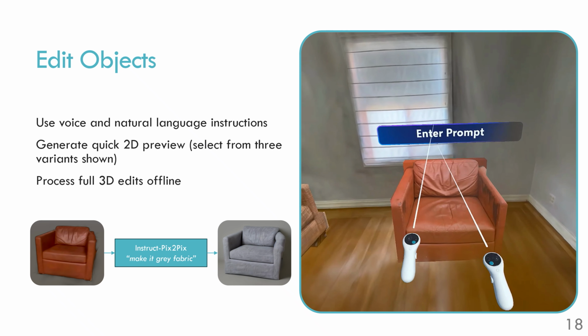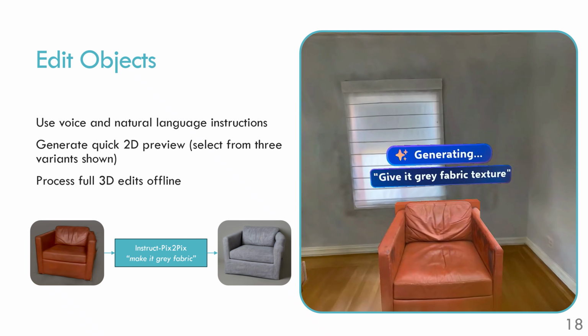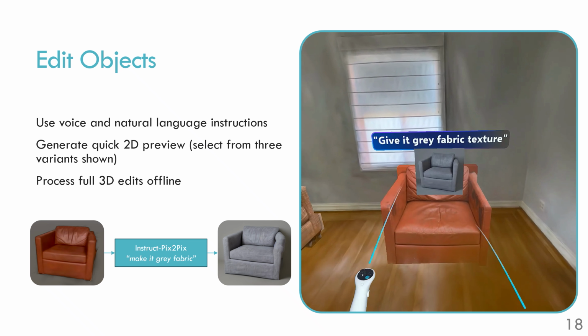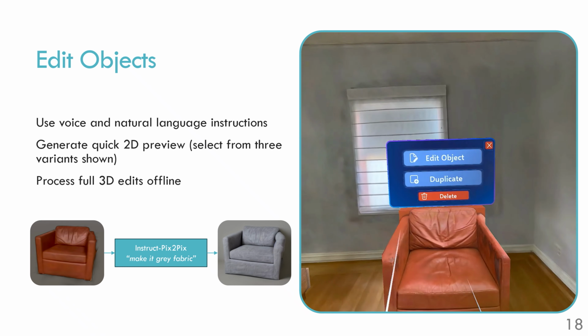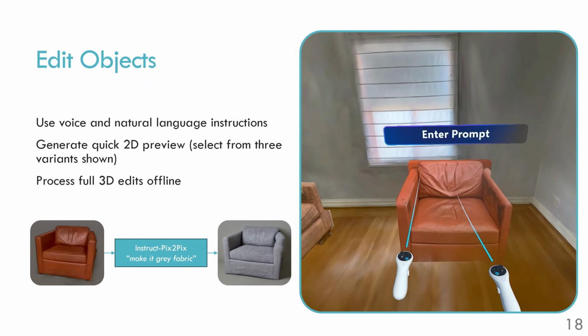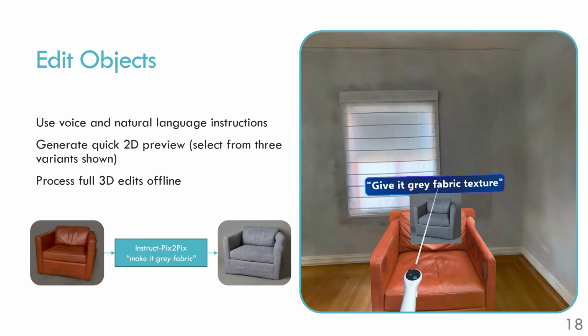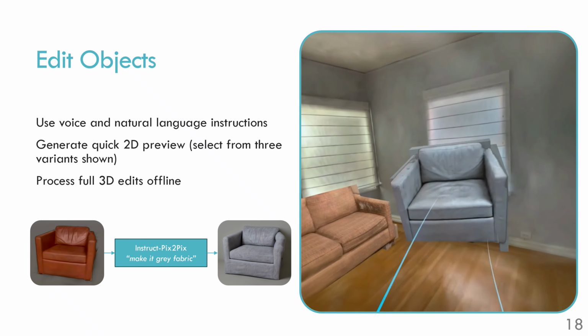Users can edit selected radiance field objects using voice commands with natural language instructions for stylistic or basic structural changes. The system generates quick 2D previews using Instruct Pix2Pix, offering 3 variants. Full 3D edits are processed offline with Instruct Gaussian Splat to Gaussian Splat.